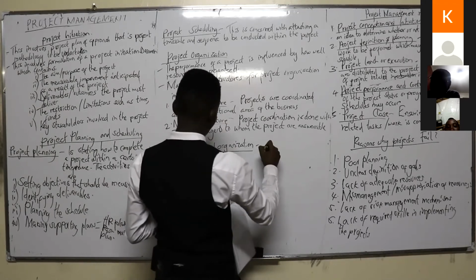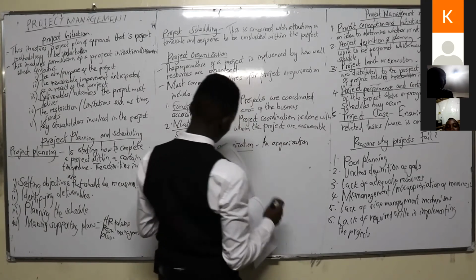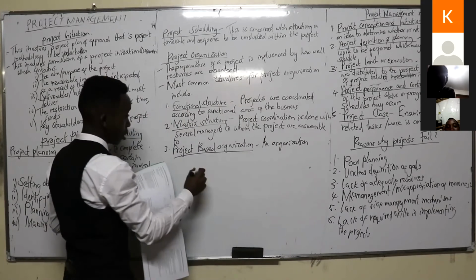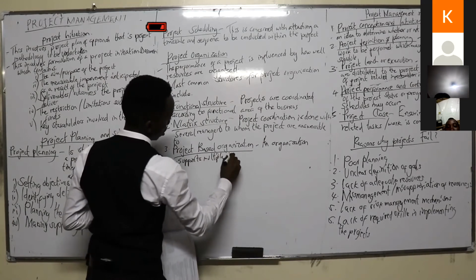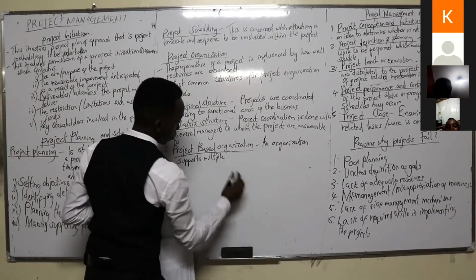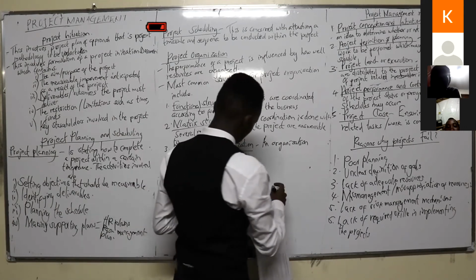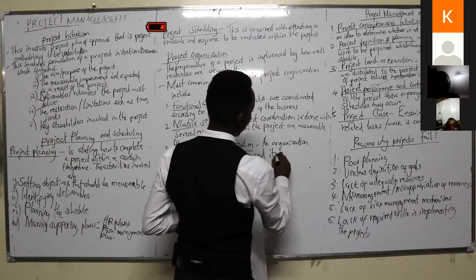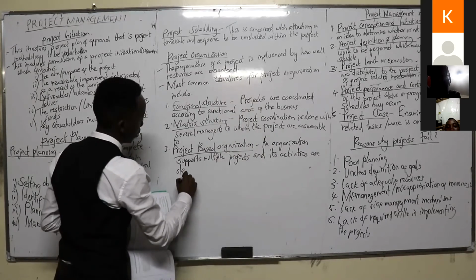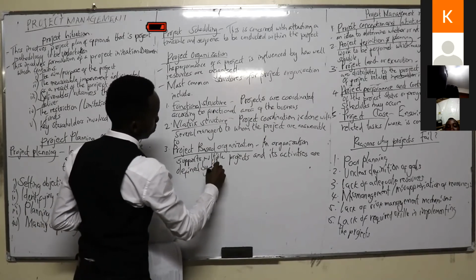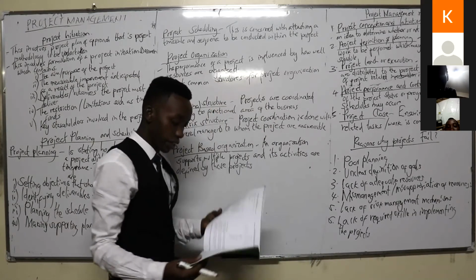So this is where an organization supports multiple projects, and its activities are defined by these projects. So you have project A, project B, project C, like that.